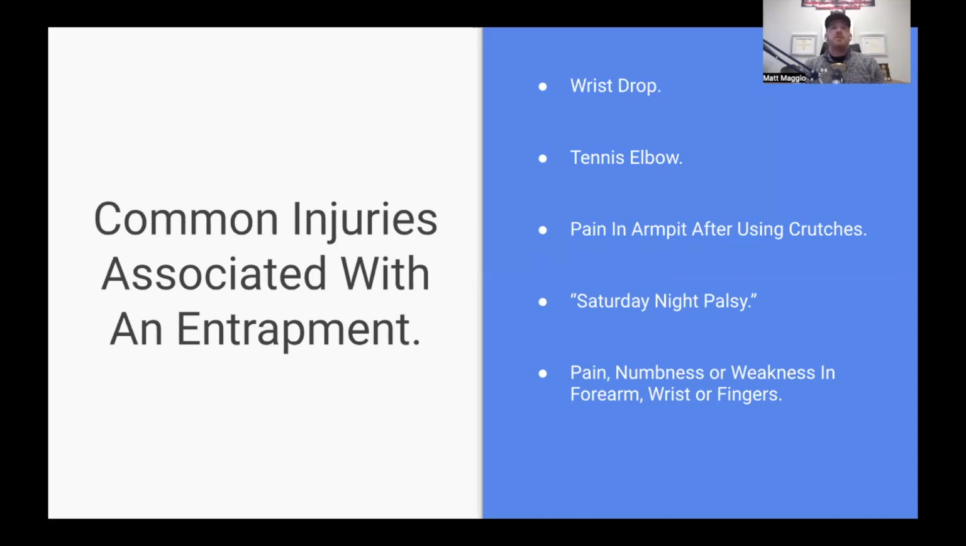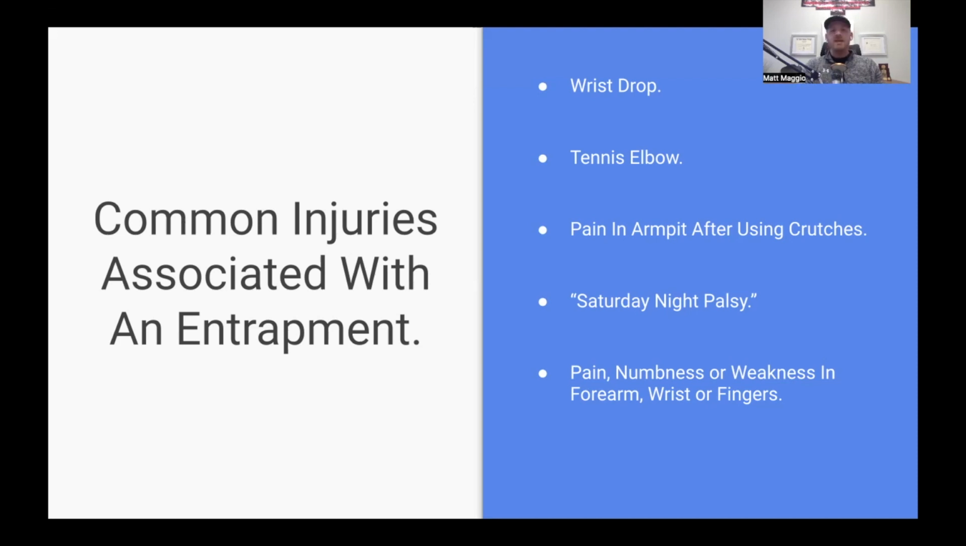Everybody's favorite, when they get lateral elbow pain, they call it tennis elbow. What it really is actually is an entrapment of the radial nerve in there, which presents with pain in the lateral part of the elbow. And a lot of times, I'd say 90 to 95% of tennis elbow presentations are actually an entrapment of the radial nerve.